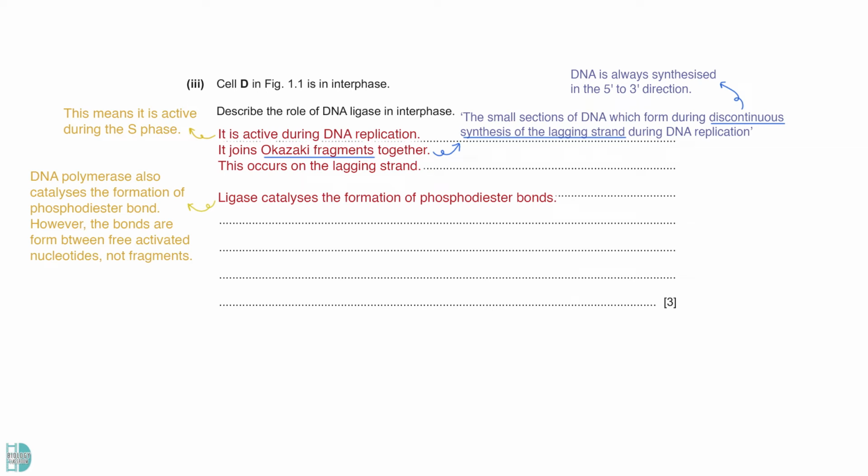Note that even though DNA polymerase also catalyzes the formation of the phosphodiester bonds, it joins the free activated nucleotides together, not fragments. Before the action of ligase, there are gaps or nicks between the fragments. Its action completes the sugar-phosphate backbone as the nicks are sealed.